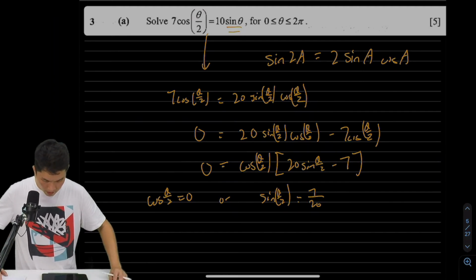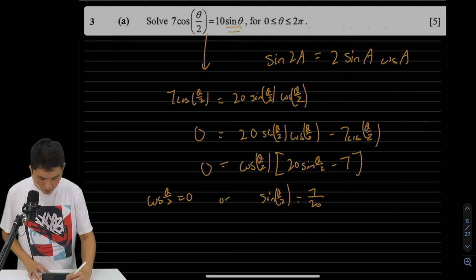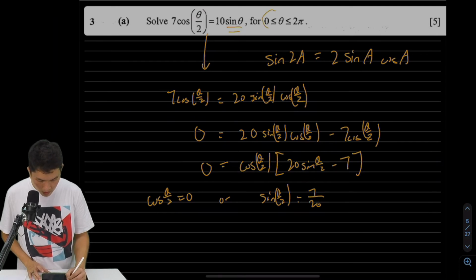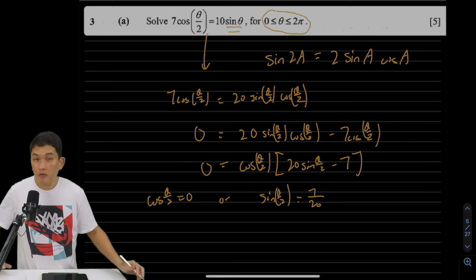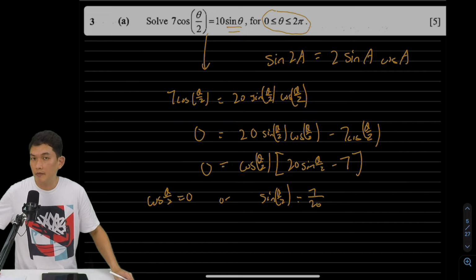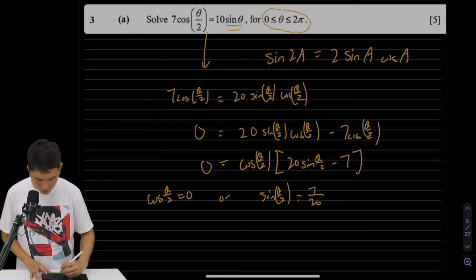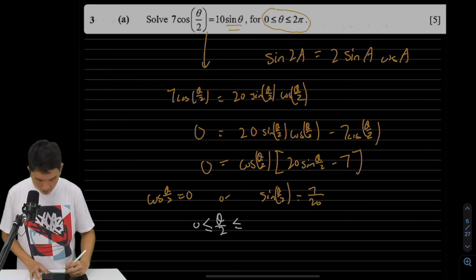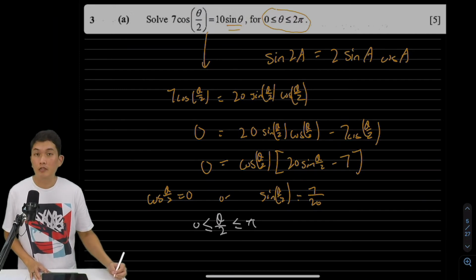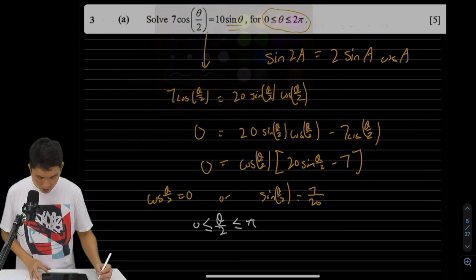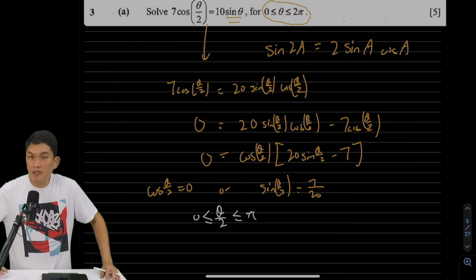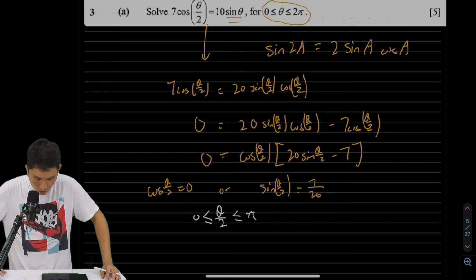So the next step is to solve. But before you solve, we also need to take note of this. The range of values that's acceptable for theta is between 0 to 2 pi. And now I'm solving for theta over 2. That means the acceptable values for theta over 2 are going to be between 0 and pi. So let's do this. Between 0 and pi means I'm looking at the first and second quadrants only.